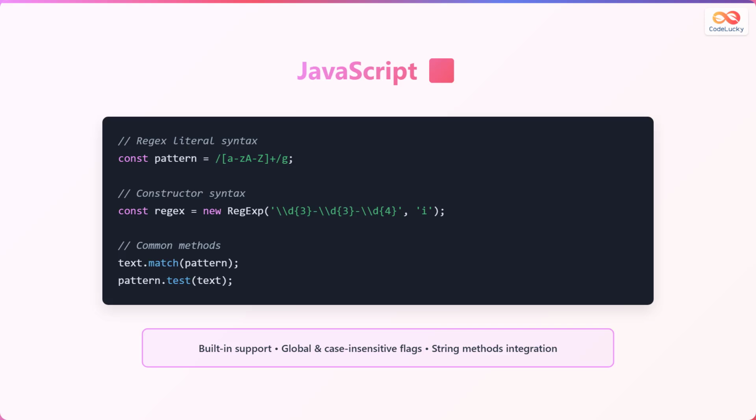Here's an example of creating a regular expression to match a phone number format: new RegExp, then a string containing \d, which represents a digit, repeated 3 times, followed by a hyphen, and then repeated 3 digits again, followed by a hyphen and then 4 digits. And lastly, the i flag is added to make the search case insensitive. JavaScript provides built-in support for regular expressions and also offers flags for global and case-insensitive searches. You can use methods like match and test with strings for pattern matching.